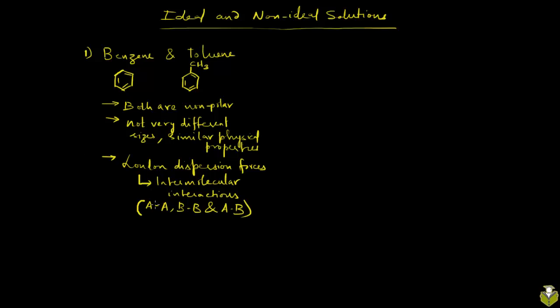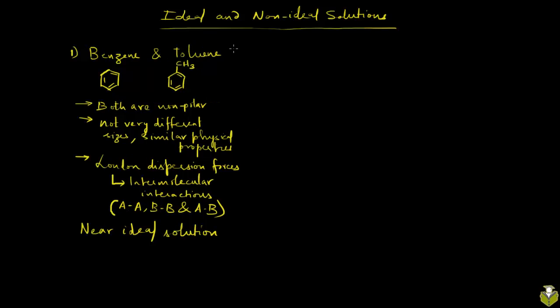So there is no obvious reason here why, when they're mixed together, they should have much stronger AB interactions or much weaker AB interactions than AA or BB. So for all these reasons, these two liquids form a near ideal solution. So clearly there is no reason for an obvious deviation from Raoult's law. Let's look at another example.